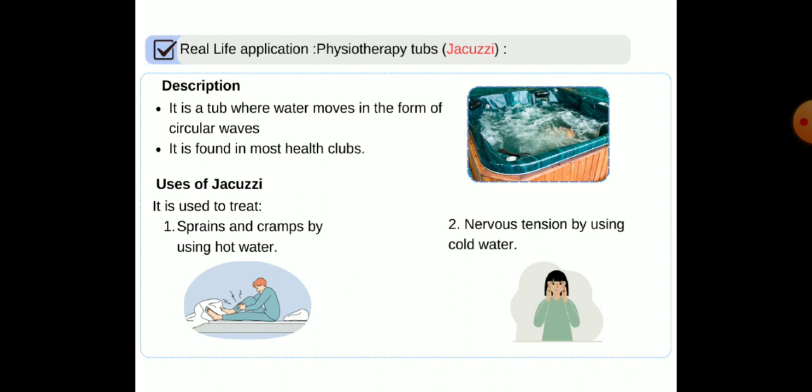What about the life application? Physiotherapy tube, or jacuzzi. First, we are going to talk about the description. It is a tube where water moves in the form of circular moves. It's found in most health clubs. And what about the uses of the jacuzzi? Number one, it's used to treat sprains and cramps by using hot water, and nervous tension by using cold water.